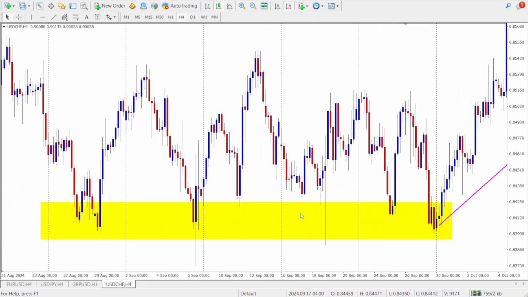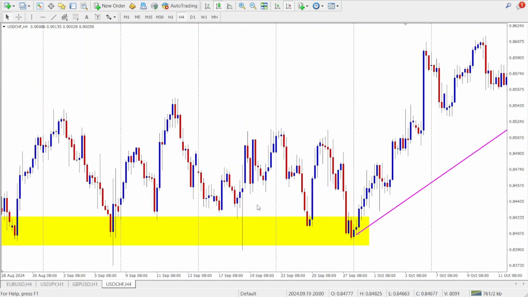Okay, so once you have identified these significant zones, you can find order blocks. Check for institutional candles before a major price move. Just look out for institutional candles. If price returns to these levels, it could be a high probability trade entry.